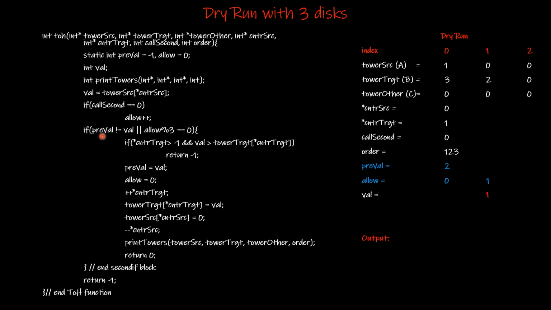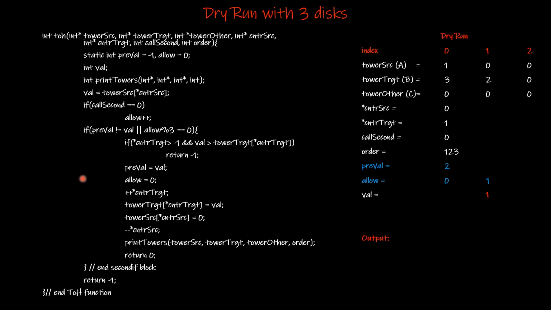A condition is checked here: if pre-val is not equal to val. Val is 1, pre-val is 2, so this condition is true, and therefore we are allowed to enter the if block. We check this if condition. Is counter target greater than -1? Yes, it is 1. But is the current value of val greater than the value just below it? The current value is 1. Where you are going to place the value here? The value below it is 2, which is greater than 1, and therefore this condition is false, and therefore we skip this statement.